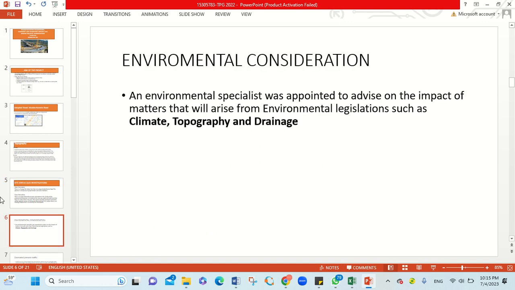Environmental consideration. An environmental specialist was appointed to advise on the impact of matters that will arise from environmental legislation, such as climate, topography, and drainage.